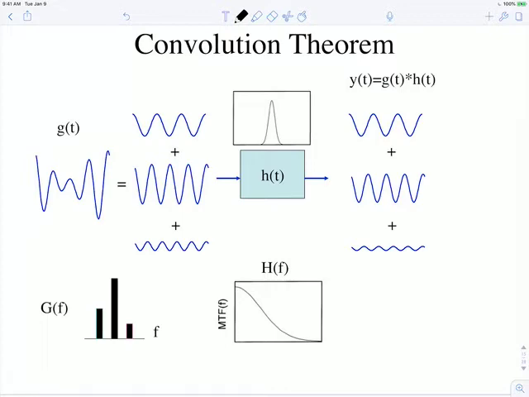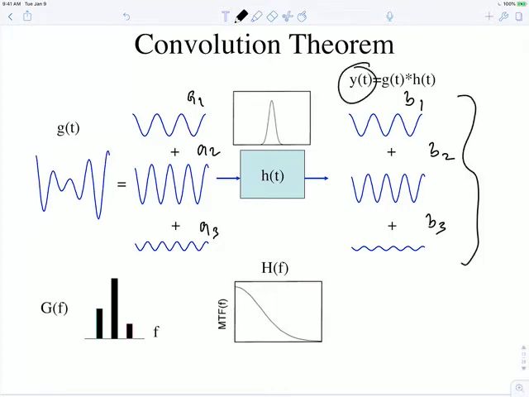So for example, if this had some amplitude A1, it comes out with some amplitude B1, A2 came out with amplitude B2, A3 came out with some amplitude B3. And so if I add all these together, that should be my output y of t, because it's a linear system, so I should just be able to add the outputs together. And so that would be g of t convolved with h of t. So that's the convolution, it just takes those sinusoids, scales them, and adds them up together, and that's my answer. And that's what I will get if I convolve them.